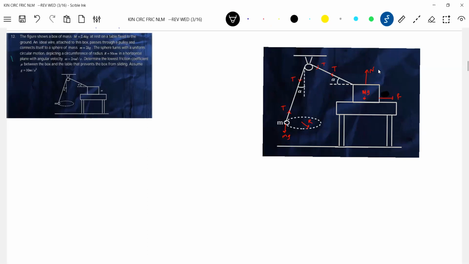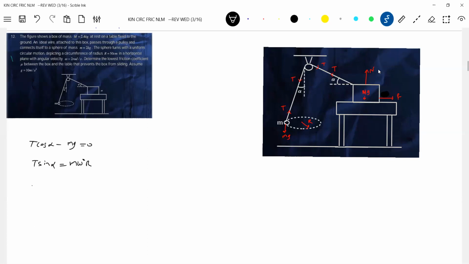Radius. First, we'll get into conical pendulum ideas. This one: T cos alpha minus mg equal to 0. T sin alpha will provide the required centripetal force. T sin alpha equal to m omega square r.